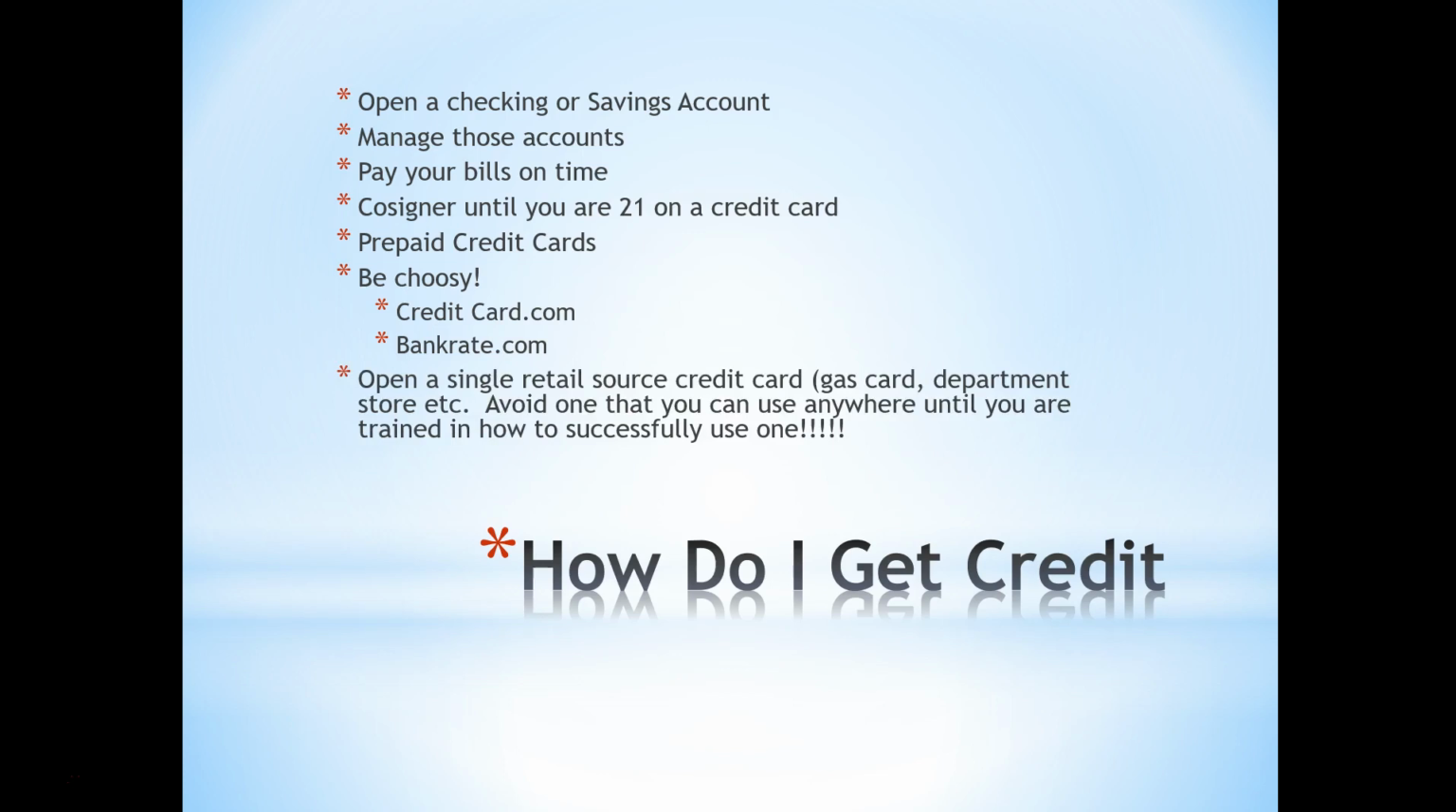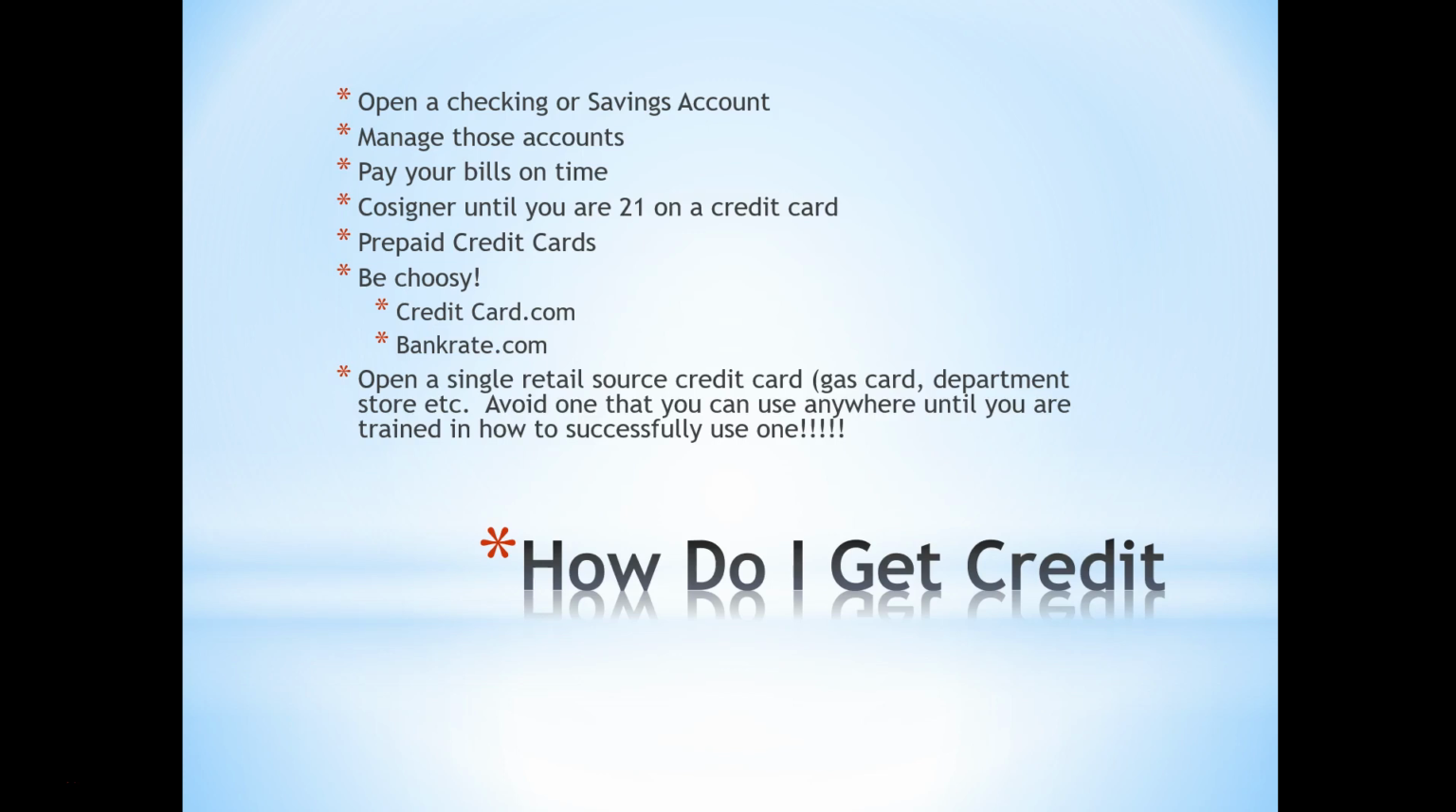Another really good idea is, instead of starting out with a cash credit card that you can use anywhere, open a single retail store credit card. So maybe a gas card is a good idea, because you're not going to splurge on gas typically. Or a department store card, etc. Avoid one that you can use anywhere until you are trained how to successfully use one.